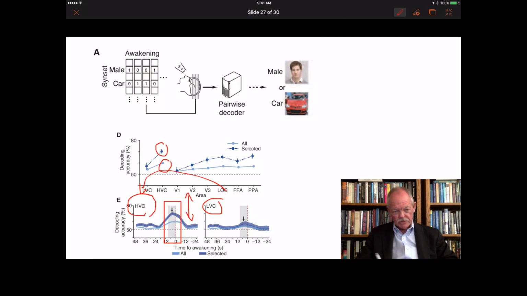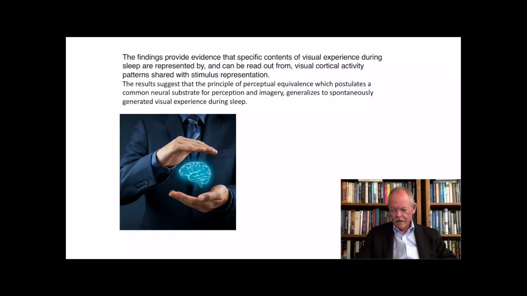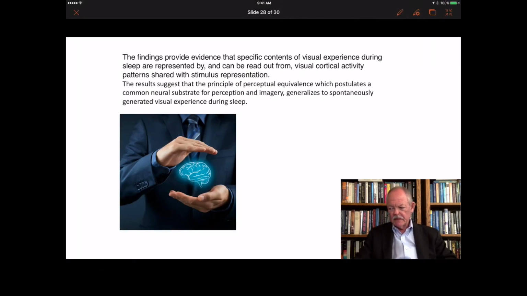You can spy on somebody's dreams by looking at the activity of the brain, which you have then incorporated into a machine learning algorithm, taking into account both learning of visual images and learning of language. So, what this then means is that these findings provide evidence that specific contents of visual experience during sleep are represented by and can be read out from visual cortical activity patterns shared with stimulus representation. The results suggest that the principle of perceptual equivalence, which postulates a common neuronal substrate for perception and imagery, generalizes to spontaneously generated visual experiences during sleep.